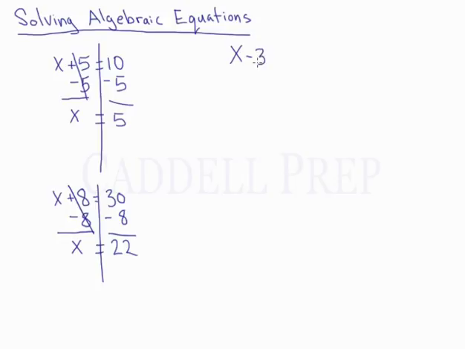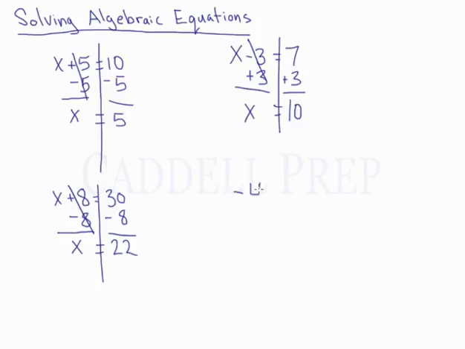We have x minus 3 equals 7. We'll draw a line. Alright, to get rid of the minus 3, we'll add 3 to both sides. So we have x. 7 plus 3 is 10, so x equals 10.